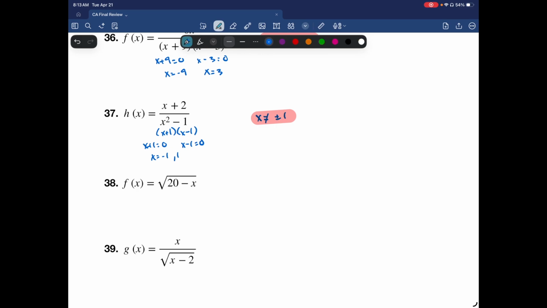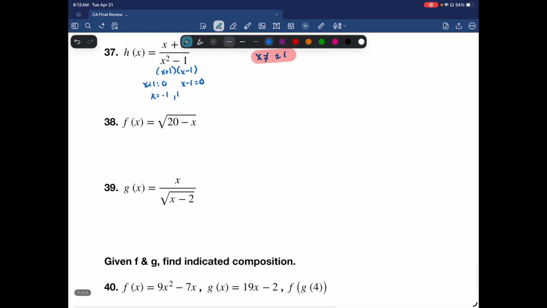Now, it can be 0 under the radical, but it can't be negative. So this is going to be 20 minus x is greater than or equal to 0. So that's going to give me negative x greater than or equal to negative 20. X is less than or equal to 20, because when you multiply or divide by a negative, you got to flip that inequality. All right. So that is my domain.